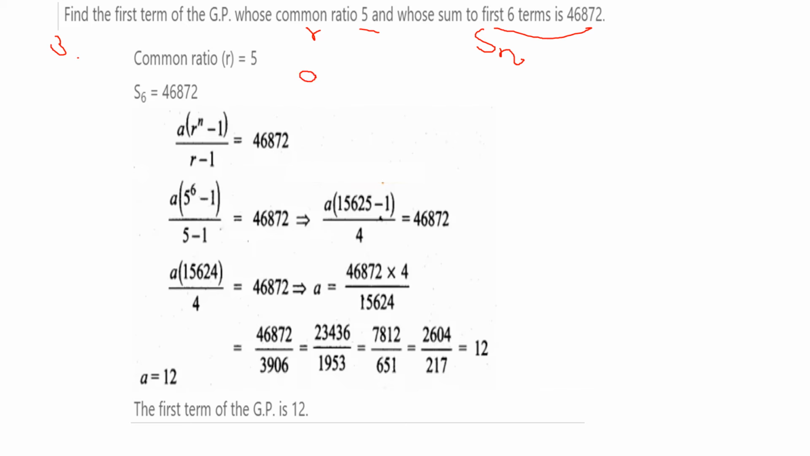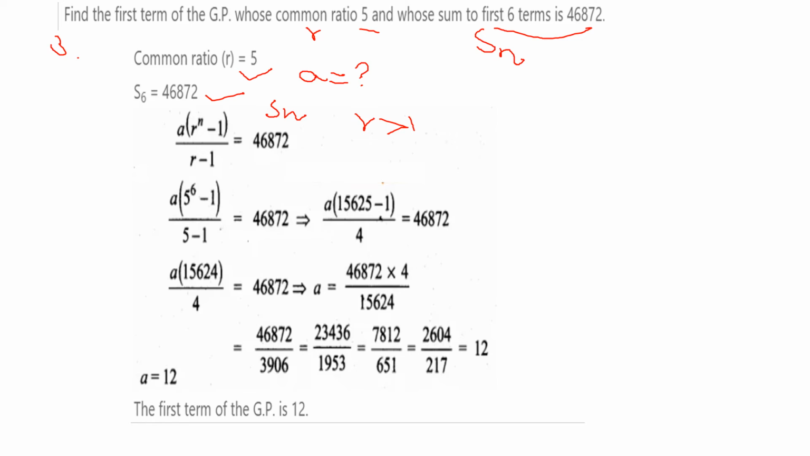Okay. So first you write it. Common ratio R equal to 5, Sn equal to 46,872. So here also R is greater than 1. So you use this formula Sn equal to A into R to the power n minus 1 by R minus 1 equal to Sn. So you substitute Sn value. So A into here 5 to the power 6 minus 1 by 5 minus 1.